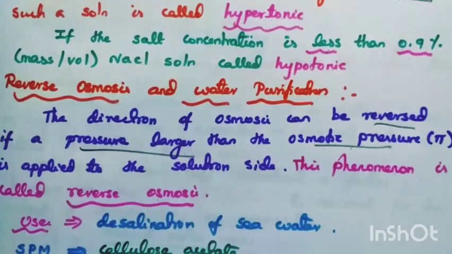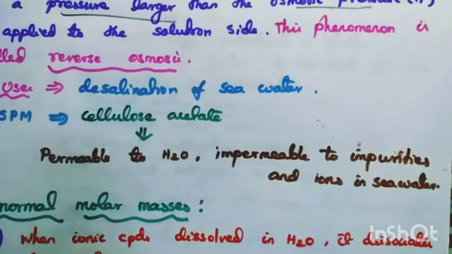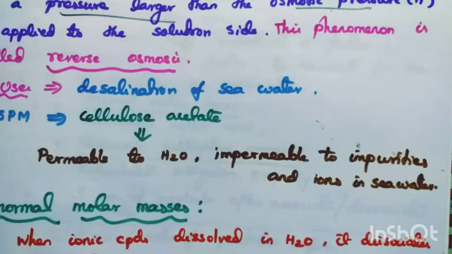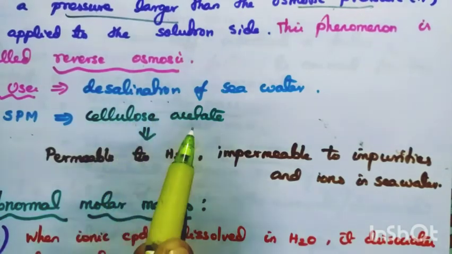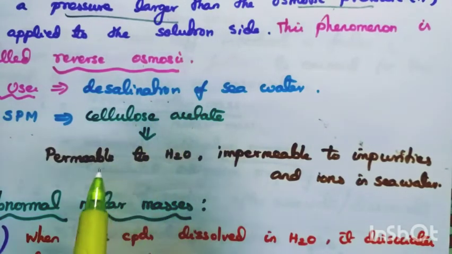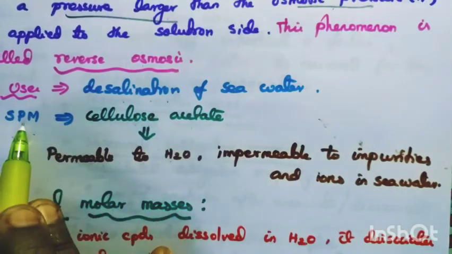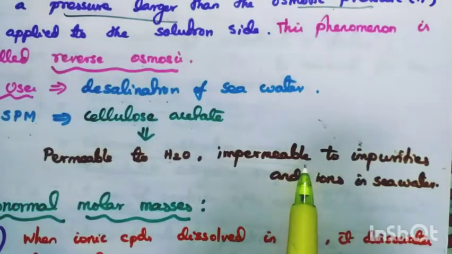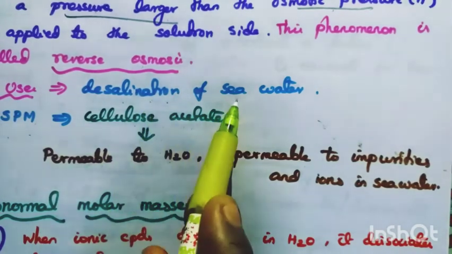Where is reverse osmosis used? It is used for desalination of seawater, that is purification, preparing drinking water from seawater. For that purpose, we use the reverse osmosis method. The semi-permeable membrane used in this desalination is cellulose acetate, which has a tendency to let water permeate. A semi-permeable membrane allows only the water, not the impurities and ions present. So that is the semi-permeable membrane used to convert seawater into drinking water.